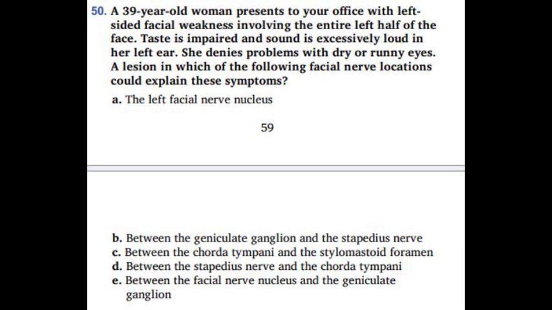So, a lesion in which of the following facial nerve locations will explain the symptoms? Option A says a left facial nerve nucleus lesion. B says between the geniculate ganglion and the stapedius nerve, so that will be true. Option B. C says between the caudal tympanic and the stylomastoid foramen. That does not explain it. D, between the stapedius nerve and the caudal tympanic. That will not explain the reason why this patient has hyperacusis. Remember that it has to occur before the stapedius nerve.